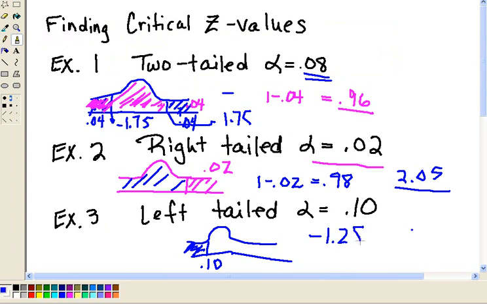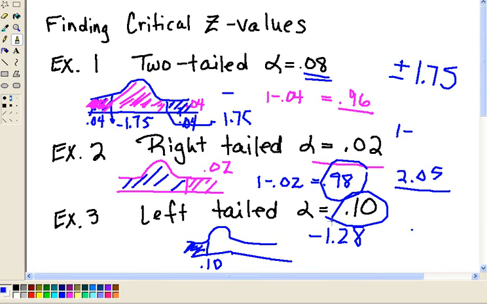So really we have three different scenarios. For a two-tailed test, you take your alpha and divide it by 2. The easiest thing to do is to look up that number in the table and take both the positive and negative values. So your answer here would have been a positive 1.75 or a negative 1.75, and we write it like that. For the right-tailed test, you take 1 minus your alpha and look that value up in the table. And for a left-tailed test, you just look your alpha up in the table. So three different scenarios.